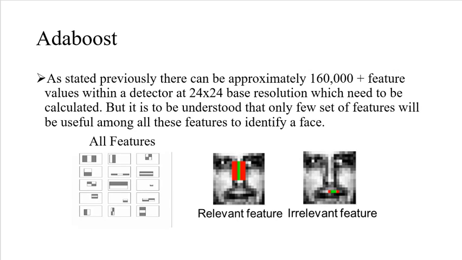Let's say we have all combinations of these features. We have about 160,000 features, but are all of them relevant? No. As you can see, this feature is a bridge of nose feature. As I told you earlier, this will be able to identify the bridge of the nose when this feature is applied right here in this position, and it will yield the highest value at this position of the image. So basically, it would be a very relevant feature to extract the bridge of the nose.